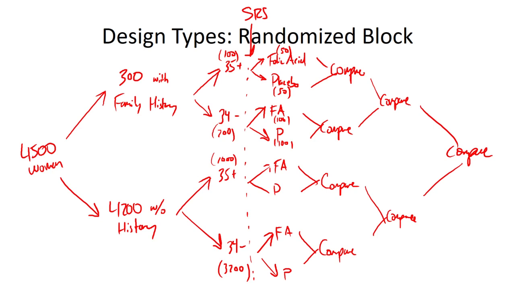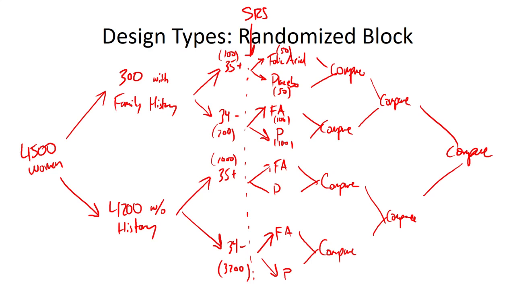Does that make sense? Because you might find that folic acid is very effective in some groups and may be completely useless in other groups, and you wouldn't know that if you didn't split them apart in a randomized block design. So, yeah? Does that make sense? Okay. Any questions about that?